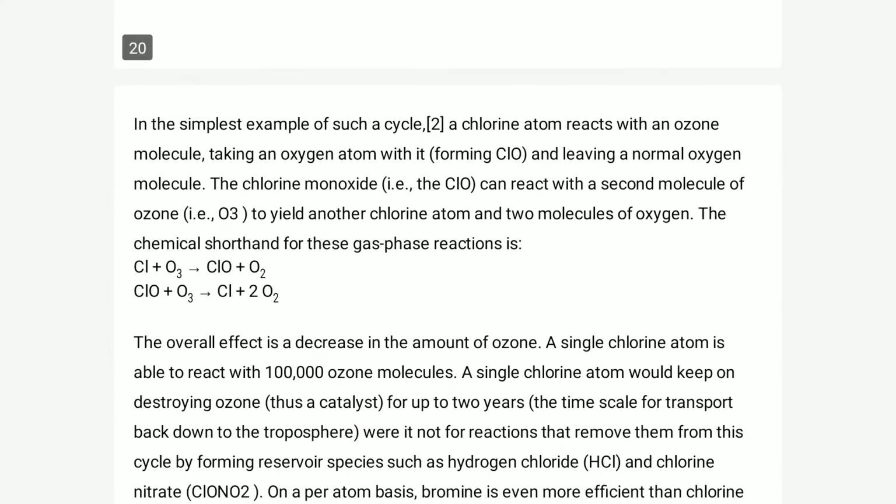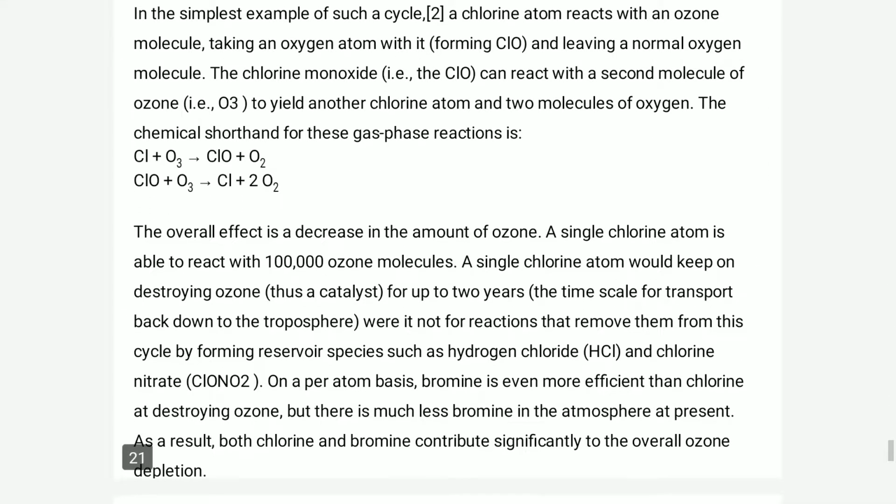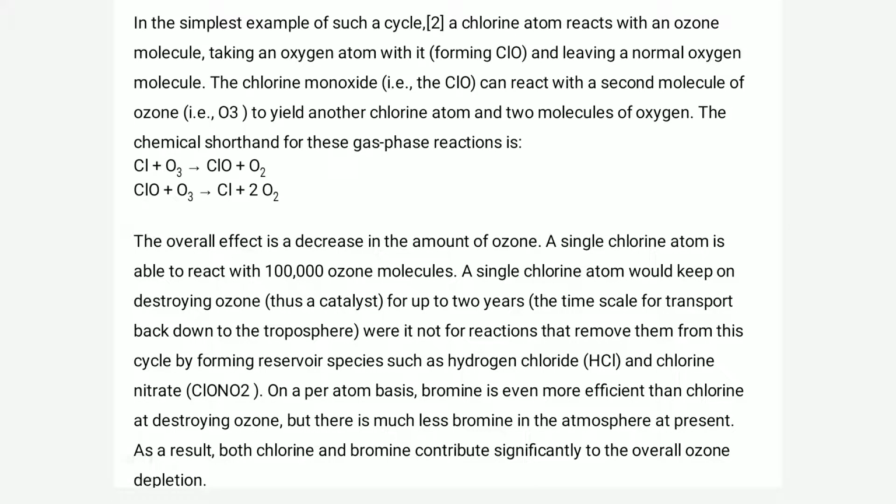In a simple example of such a cycle, a chlorine atom reacts with an ozone molecule, takes an oxygen atom from it, leaving a normal oxygen molecule. We have seen this reaction. The overall effect is a decrease in the amount of ozone because, as we have seen, a single chlorine atom is able to react with 1 lakh ozone molecules.